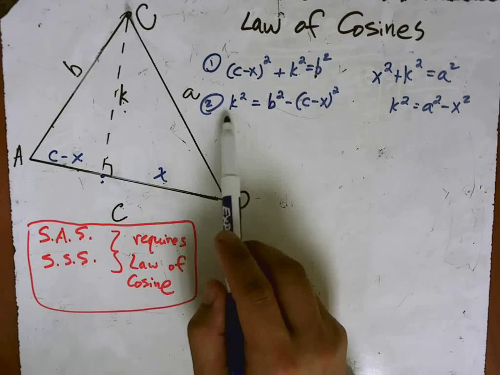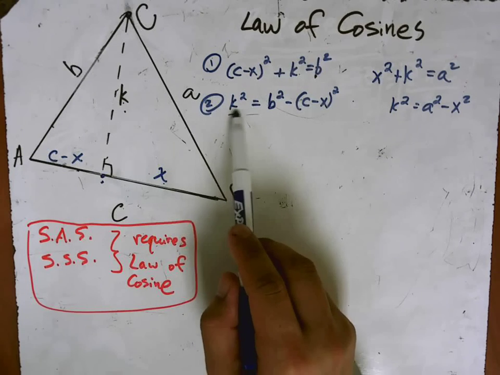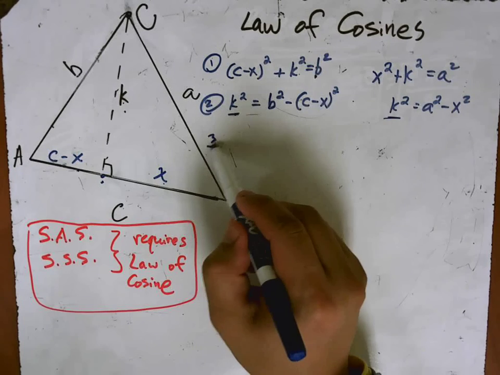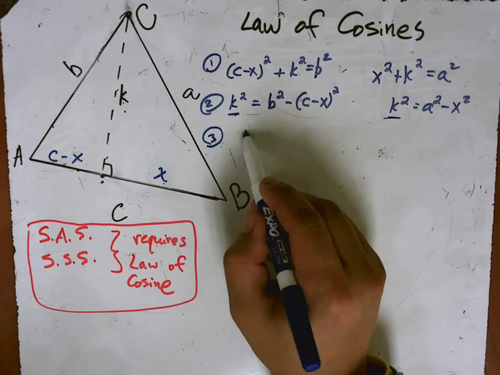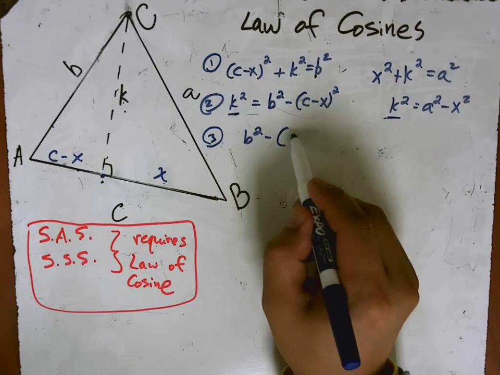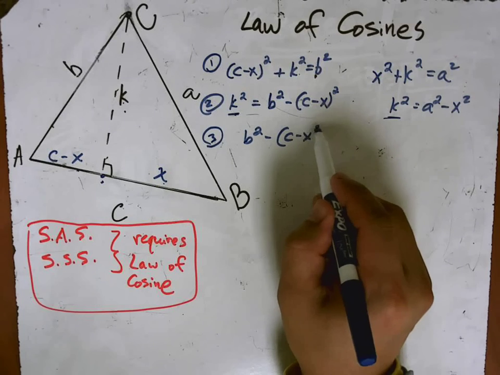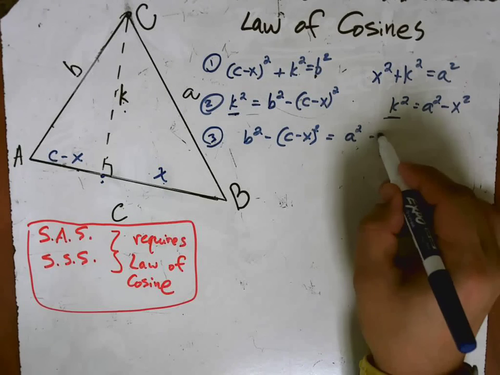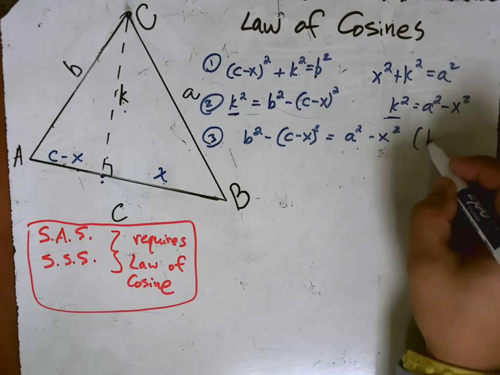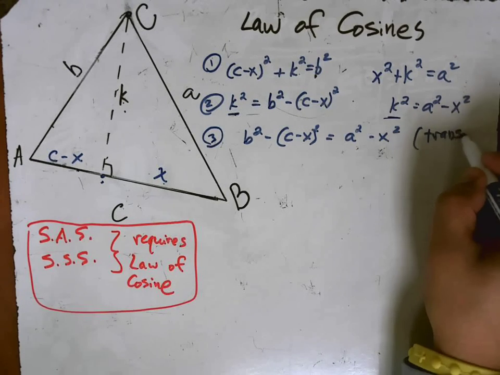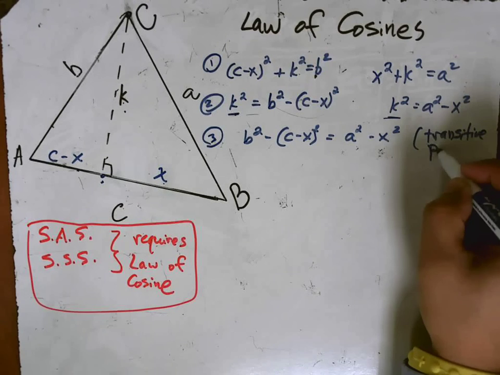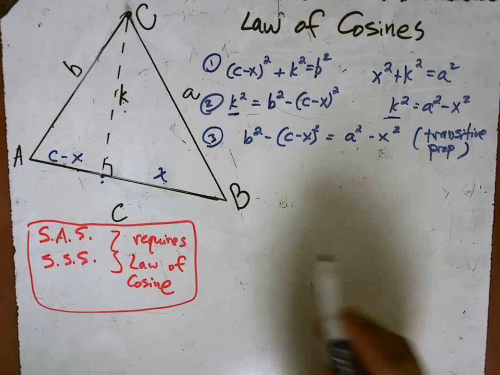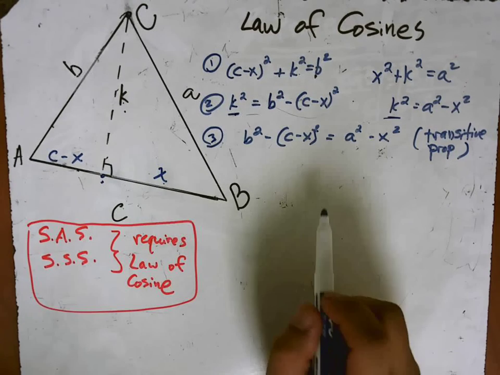Now, since these expressions are both equal to k squared, they must be equal to each other, and that's called the transitive property. So now I can say that b squared minus quantity c minus x squared is equal to a squared minus x squared. I'll write the reason here because this is an important one. This is the transitive property. I'm going to continue my work down here.